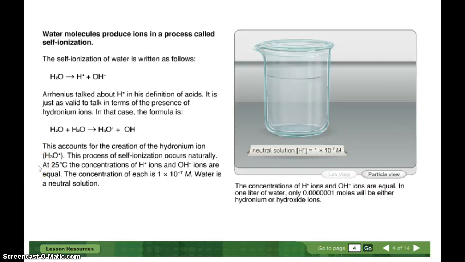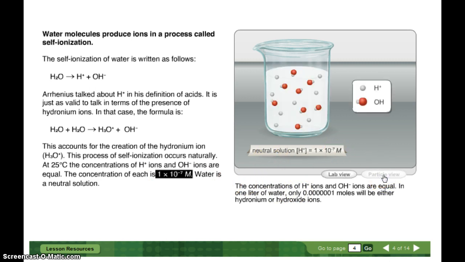At 25 degrees Celsius, the concentration of H+ ions and hydroxide ions are equal. The concentration of each is 1 times 10 to the negative 7th molar. Remember, this stands for molar, or moles per liter. Water is a neutral solution. Okay, and we'll get back to why this is important. We'll come back to that. All right, so we have a neutral solution.